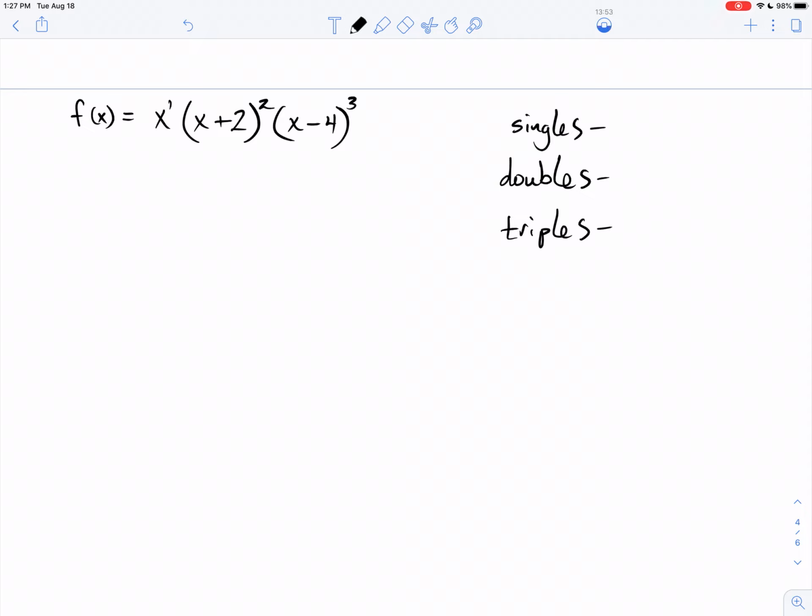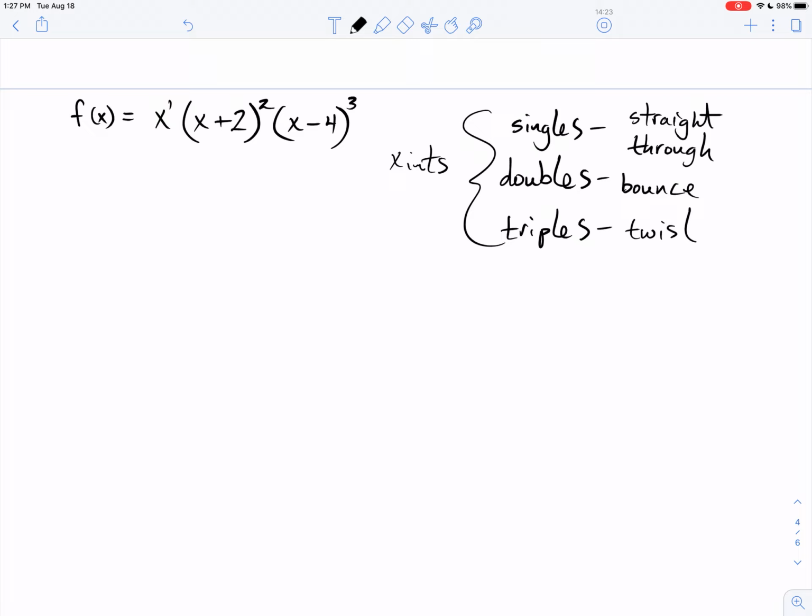So let's talk about behavior here. This is for x-intercepts, how they behave. Singles, they will cross the x-axis. They will go straight through. A double root will bounce. I'll explain that in a second. And a triple will twist. Let's take a look. Here we go.